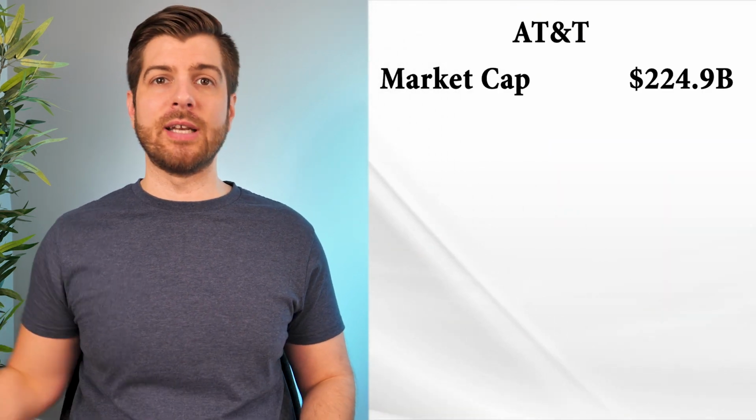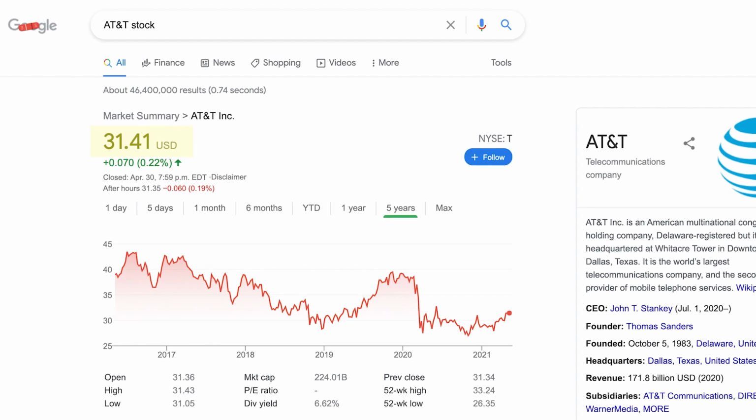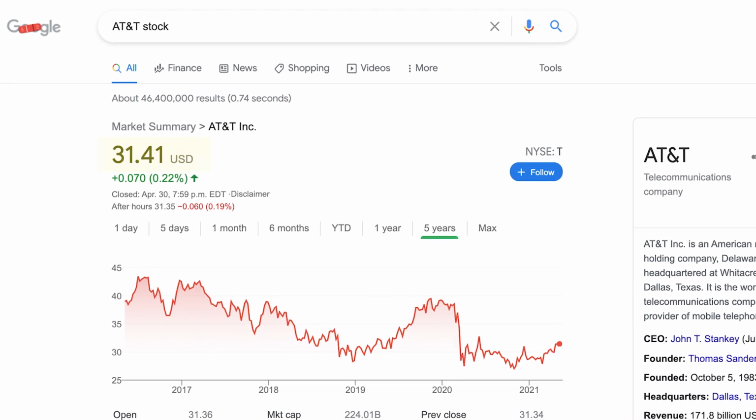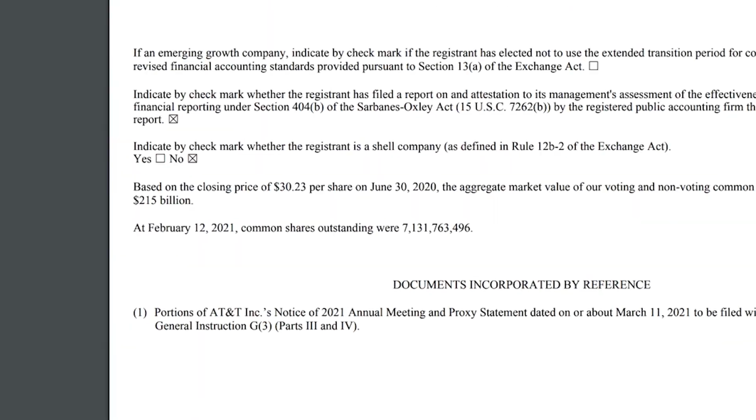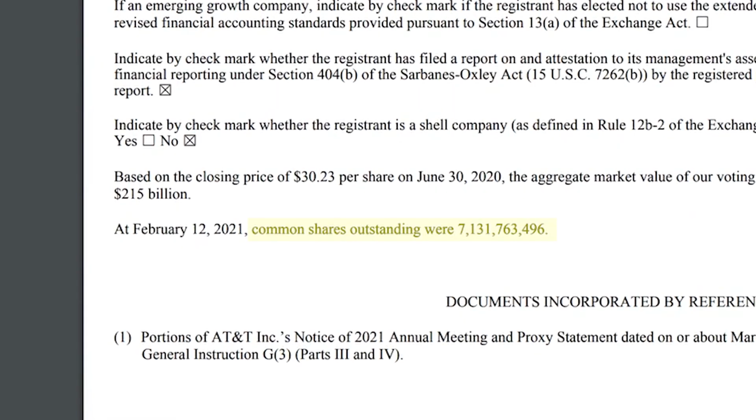Okay, so AT&T has a market cap of just under $225 billion, which comes from the price per share of $31.41, multiplied by the shares outstanding amount as of February 12, 2021 of 7,131,763,496. However, now let's look at AT&T's enterprise value.